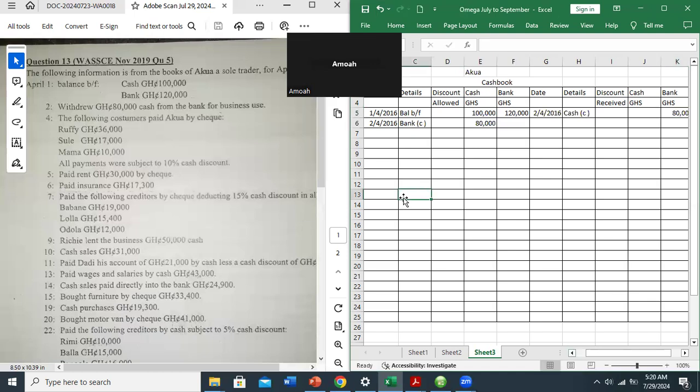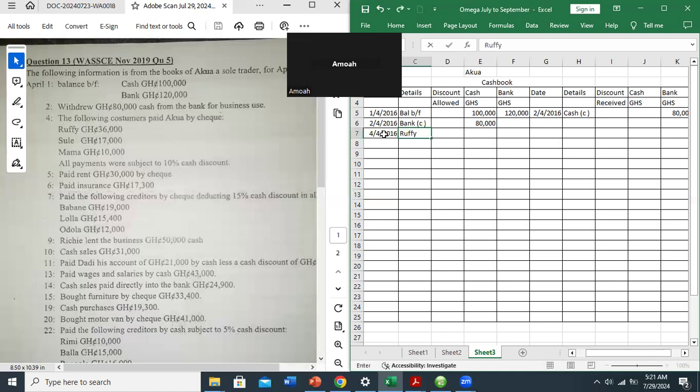Okay. So that is for this second transaction. On the 4th, the following customers paid us by check. So we receive money from customers, right? But it is subject to 10% cash discount. And we said this is a discount allowed because discount allowed is given to customers or debtors. So we are receiving money. So at the debit side, 4th April 2016. Okay. So you are receiving money from the first person, Rafi.